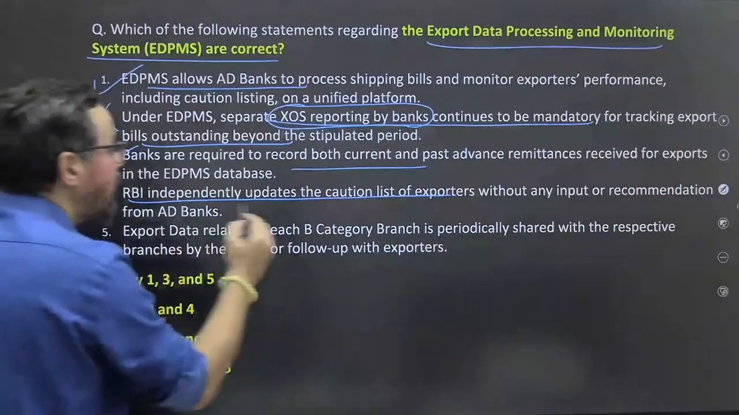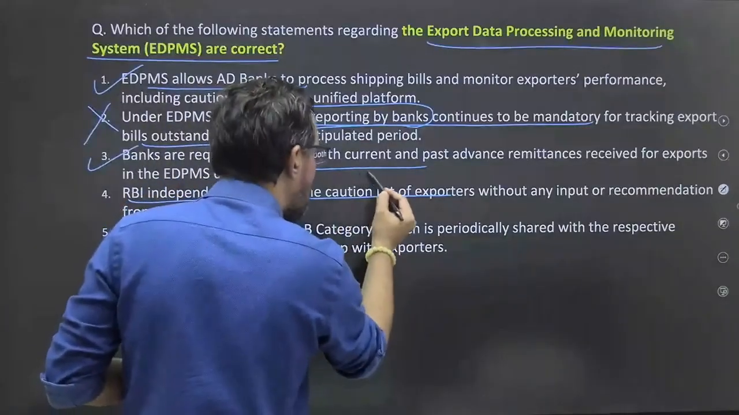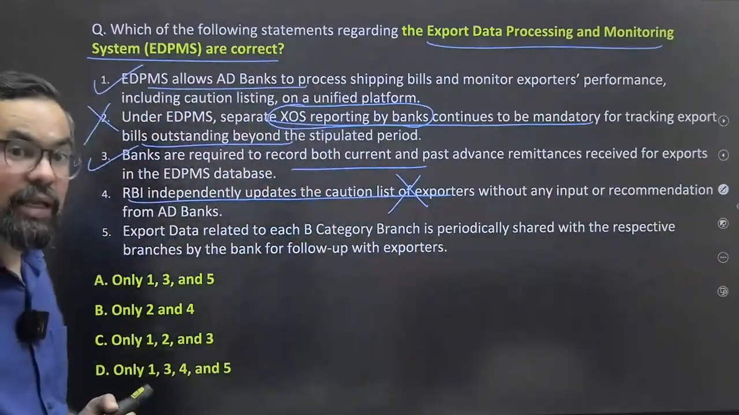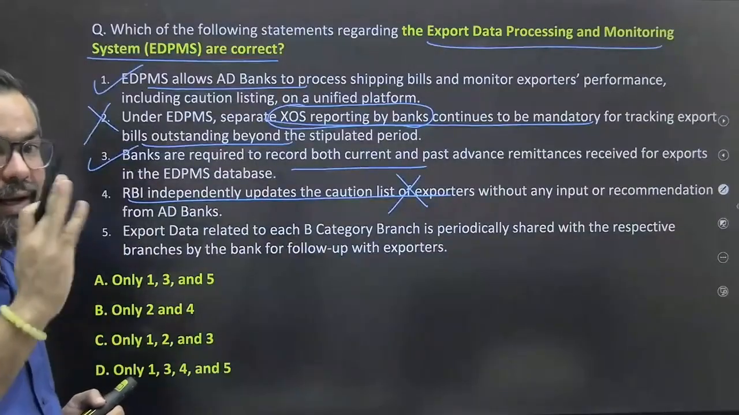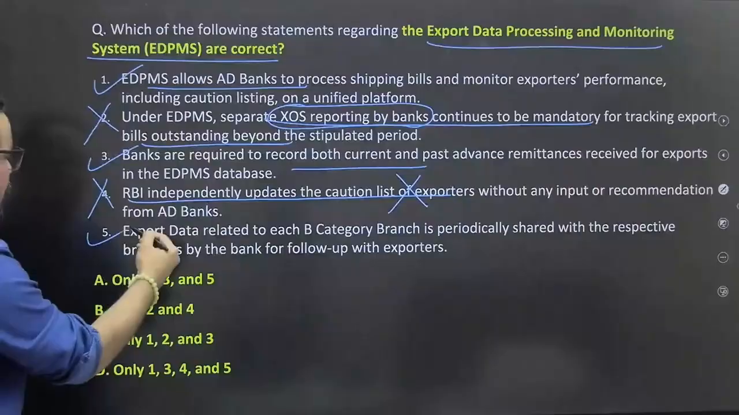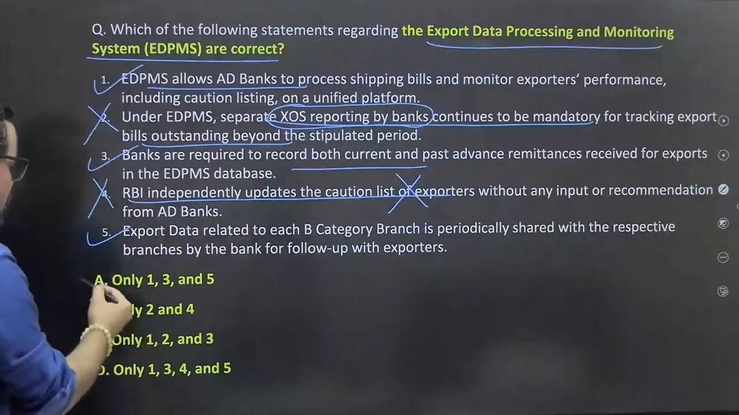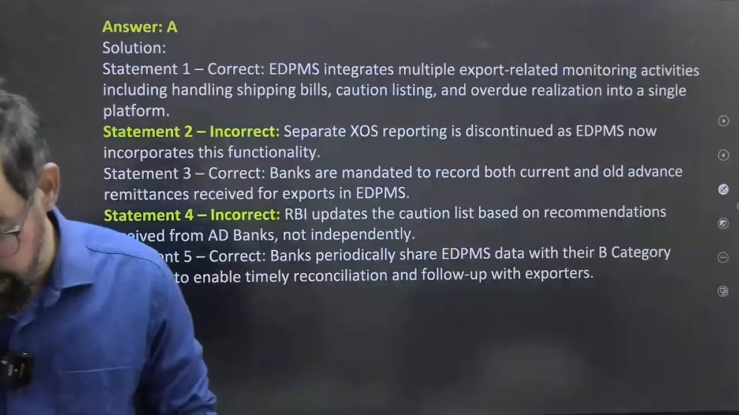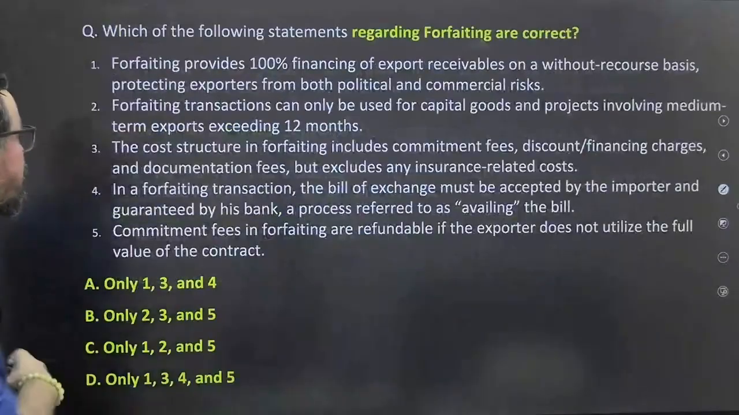RBI independently updates the caution list. No, this is also wrong. Basically, authorized dealers escalate the issues regarding the caution and decaution of the exporters, and this is correct. So 1, 3, 5 means option A should be the right answer for this particular one. Correct? Yes. Let's move ahead to the next one.